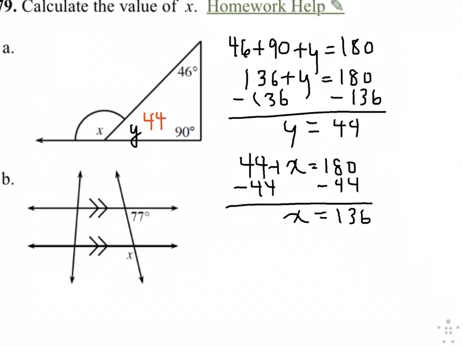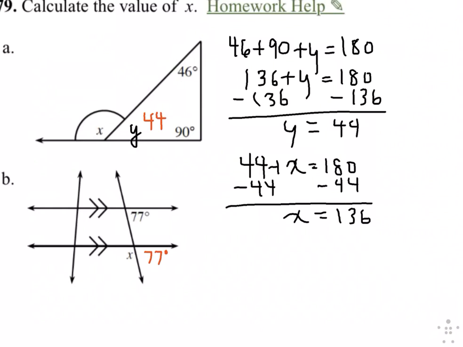Okay, for B, they're asking us for angle X, and if we look at this, first, there are two parallel lines cut by a transversal, or two transversals really, but we only need one. If we look on here, the angle that's measured 77, that's the same measure, right, as this angle, right? So this is 77.